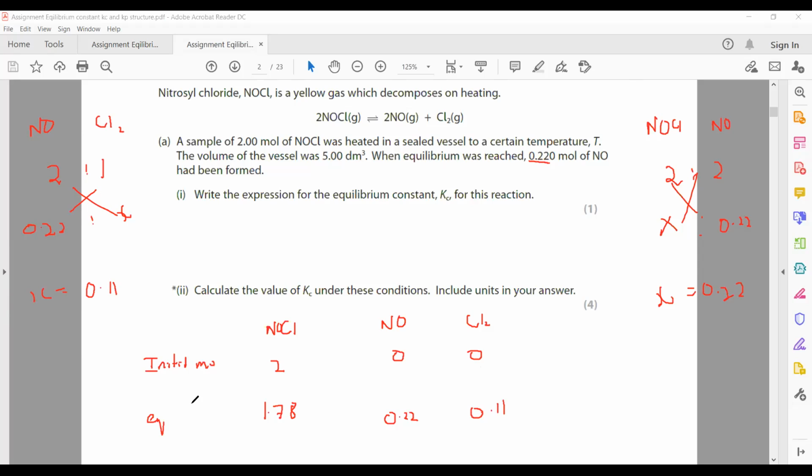But these are the initial moles and equilibrium moles. When we write the expression for Kc, we use the concentration, not the moles. So you need the concentration. Concentration is moles divided by volume. What is the volume? So each of them should be divided by 5 to get the concentration. After getting the concentration, substitute in the equation for Kc, specifically this one, and find the value for Kc. Is it clear?